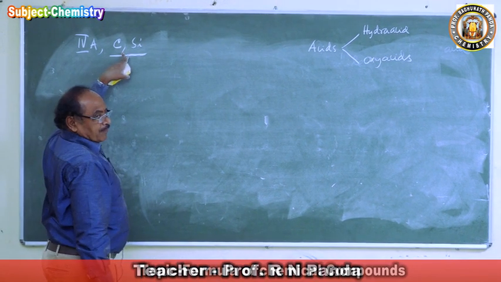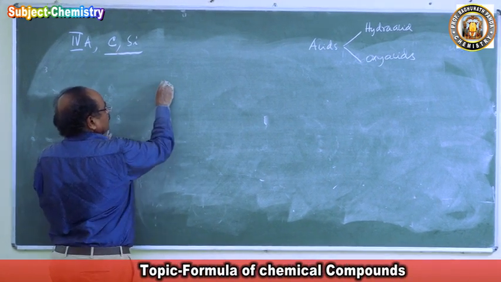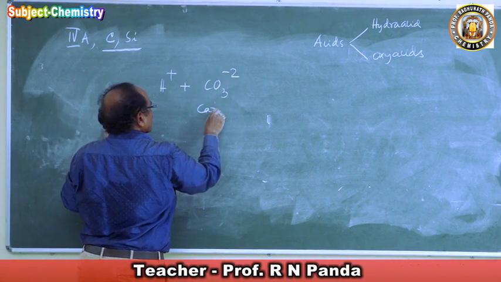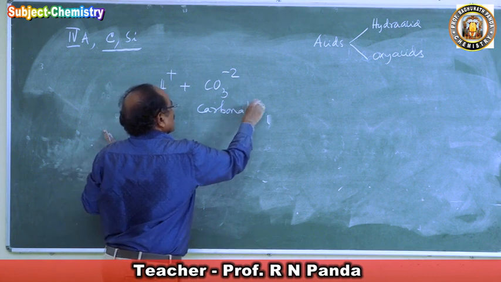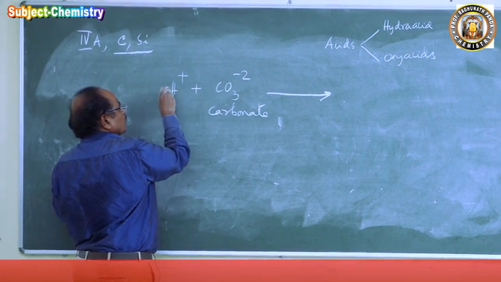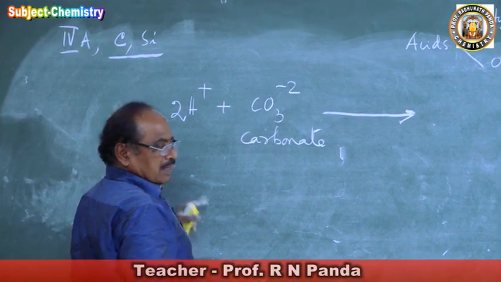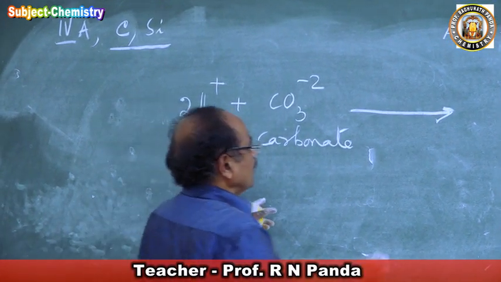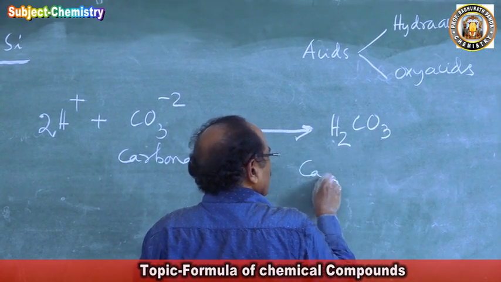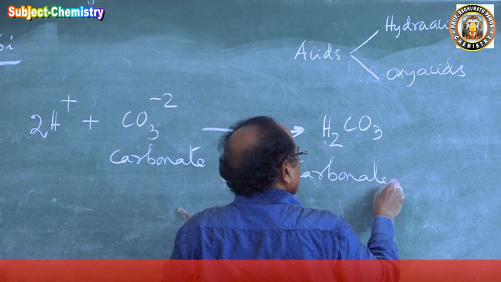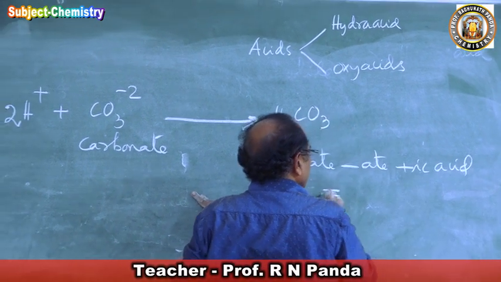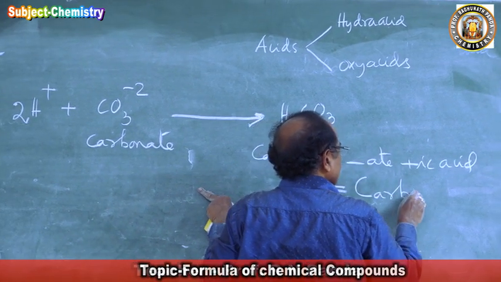Group 4, who are they? Carbon. So what are the radicals? It will combine with whom? H plus. CO3 minus 2. Carbonate. What is the radical? Carbonate. So how many charges are here? Minus 2. So how many protons will combine? 2. So 2H plus, because the total charge will be 0. So the formula of the acid is H2CO3. So carbonate minus ATE plus IC acid. So the name of this acid is carbonic acid.